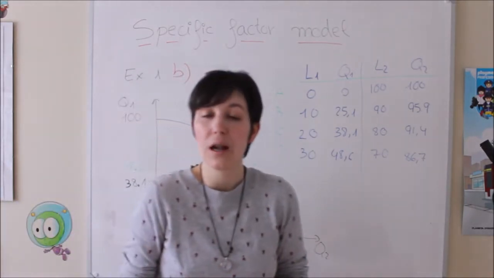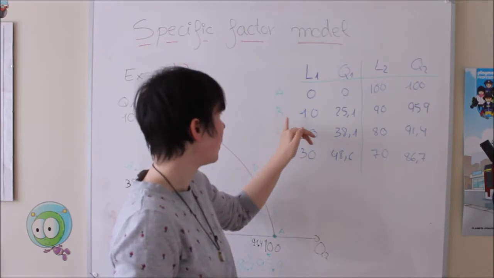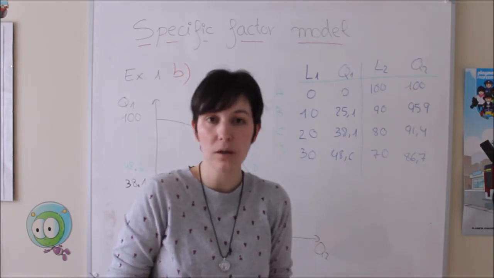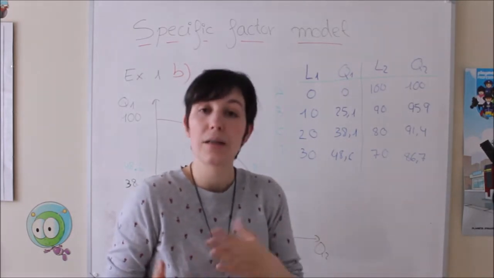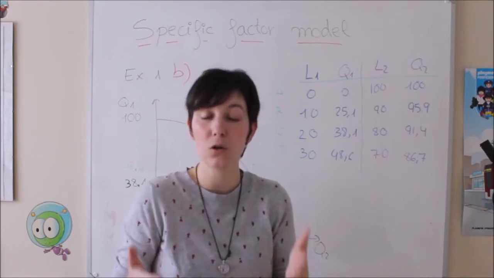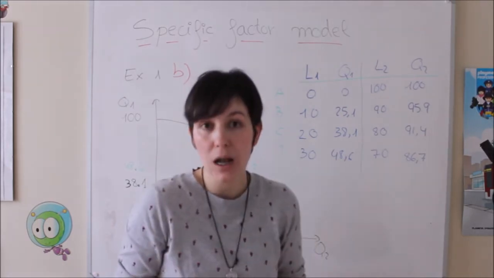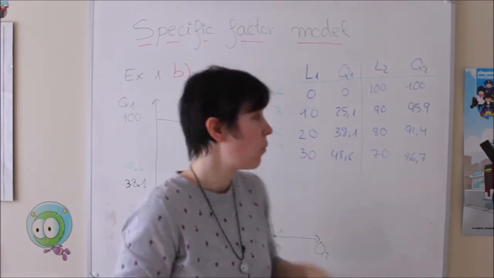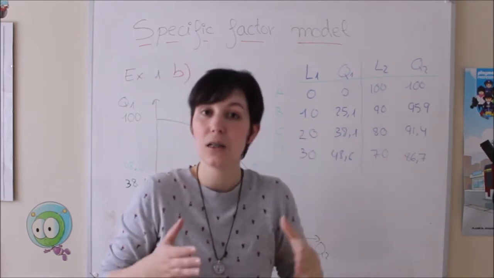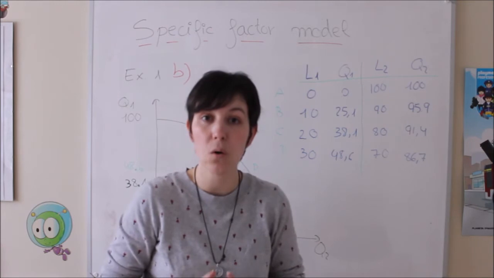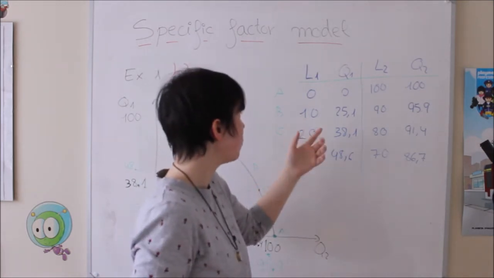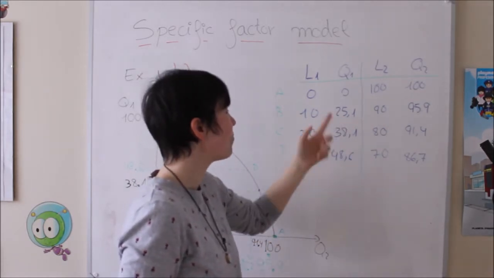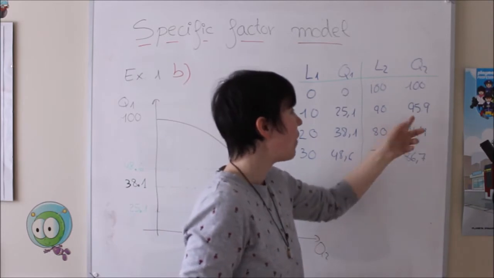Now I'm going to consider another point. That one is going to be in the case in which you are using 10 units of labor in industry 1, so that means you are going to use 90 units in industry 2, because you want to get what is the total output when you are using all your resources. And here labor is 100, so 10 plus 90 is 100, so that means you are using all your resources. In that case, your output in this industry is 25.1, while in the other is 95.9.